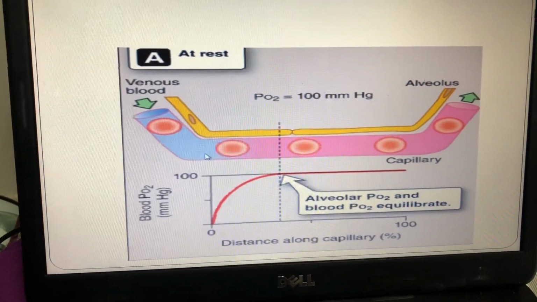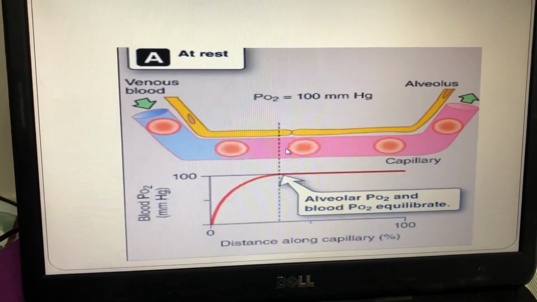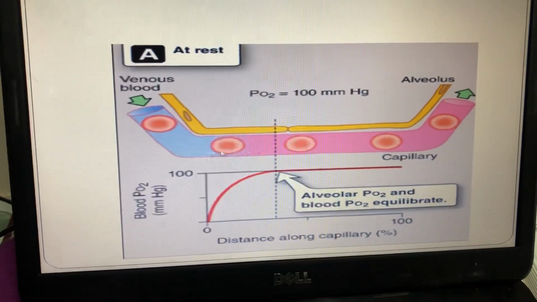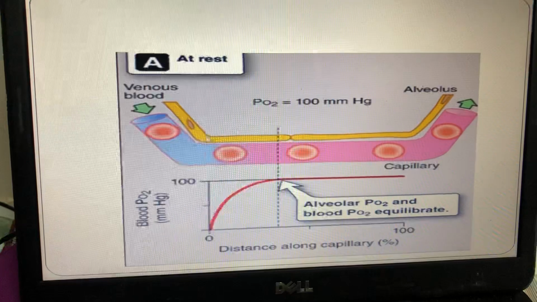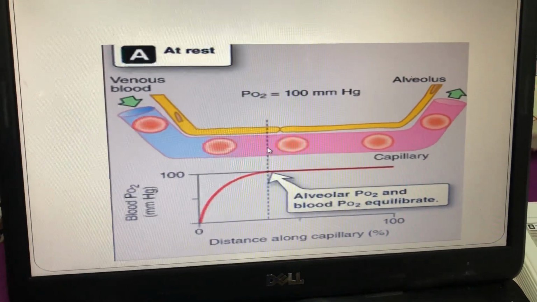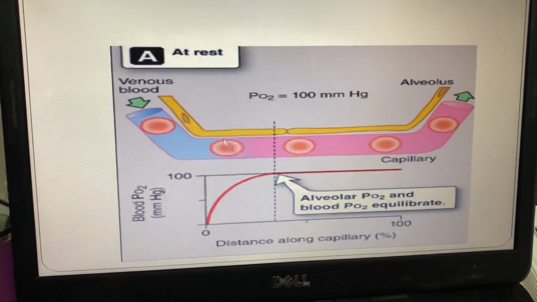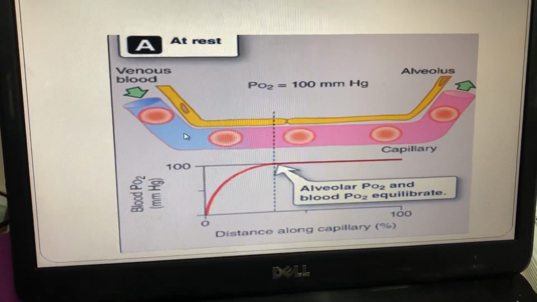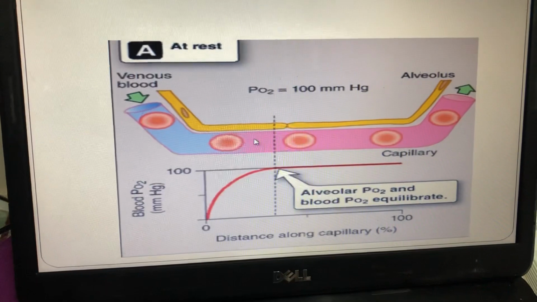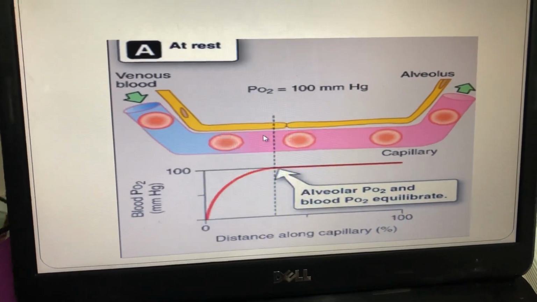Here the blue shows the deoxygenated blood and pink shows the oxygenated blood, and this shows the total length of the capillary. By the time the RBCs reach almost one third of the capillary, oxygenation is taking place. The partial pressure goes from 40 mmHg to 100 mmHg through the diffusion of oxygen.